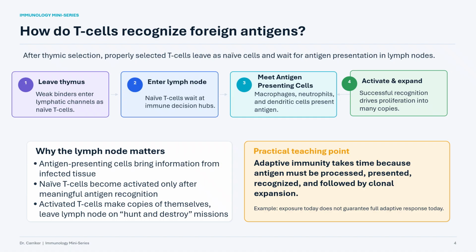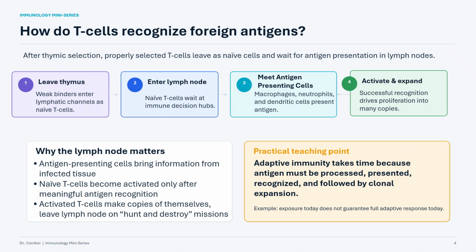Once these cells are properly selected, the T cell leaves the thymus. They're still considered naive because they haven't yet encountered their real target. These graduates from the academy have not yet encountered real combat. They're going to travel through lymphatic channels and eventually into lymph nodes. And this is where they're going to wait for meaningful antigen presentation.